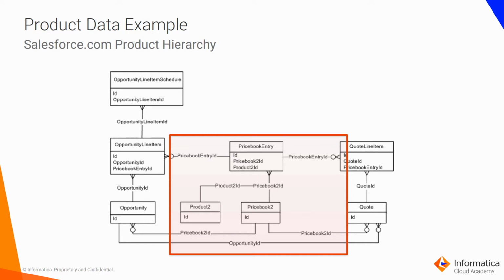Price book entry is the primary object, and it joins the product and price book objects. A price book entry is essentially a product at a certain price. For example, you may have a European and a US price book. Therefore, each product would have 2 entries, one for each product in each price book.